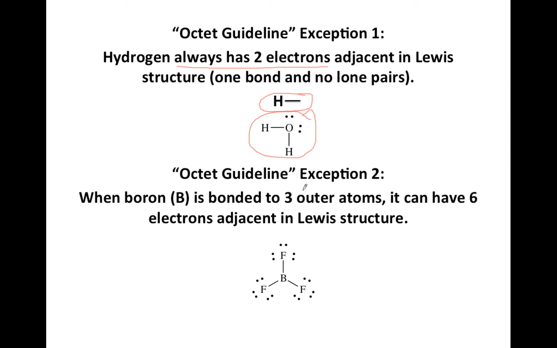The second exception is for the element boron, and it says that if boron's bonded to 3 outer atoms, it can have 6 valence electrons adjacent to it in the Lewis structure. So if you look down here, boron trifluoride, there's 3 bonds coming off the boron, that's 6 electrons, and that's totally fine. There will be situations where boron's bonded to 4 things, and you'll see it with an octet. But if it's bonded to 3 things, it's perfectly fine for it to have less than an octet.